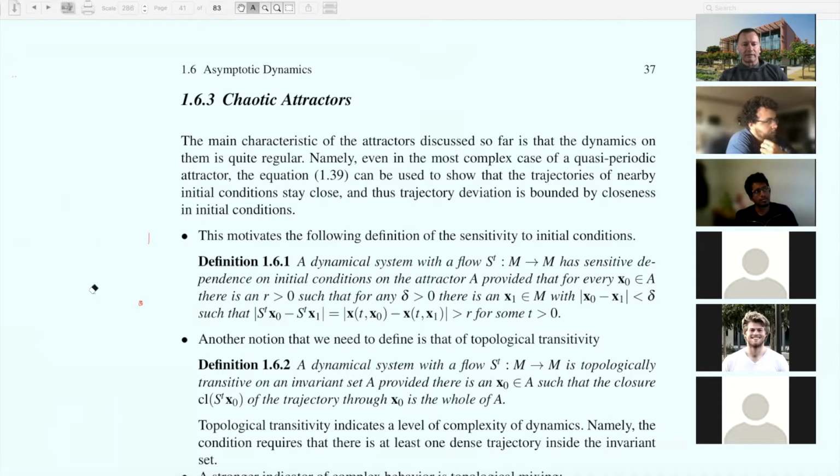And then we have another requirement that we already talked about a little bit: topological transitivity. Remember, our attractor had to have topological transitivity, but now we're going to define it slightly differently. We say a dynamical system with this flow S_t is topologically transitive on an invariant set A provided there is an initial condition, a point x0, such that the closure of the trajectory through x0 is the whole of A. What is a closure?